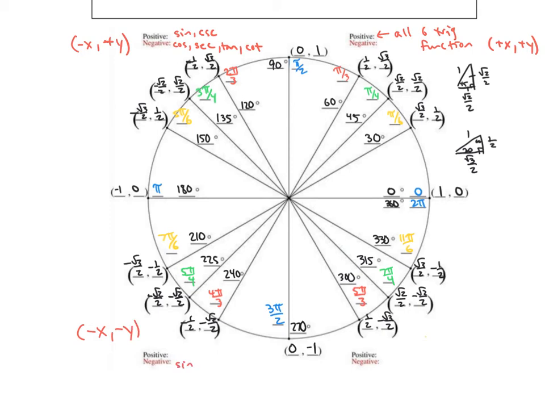So sine and its reciprocal cosecant, cosine and its reciprocal secant are all negative, but tangent, since it's y over x, and cotangent, x over y, those both come out positive. And then in quadrant 4, where you have a positive x and a negative y, cosine is positive, its reciprocal secant is positive, sine and its reciprocal cosecant are negative, and then tangent and cotangent also come out negative.